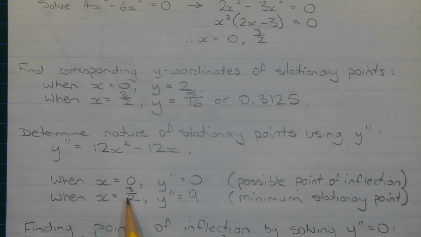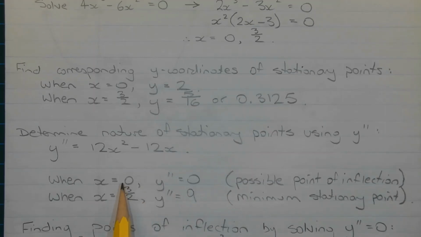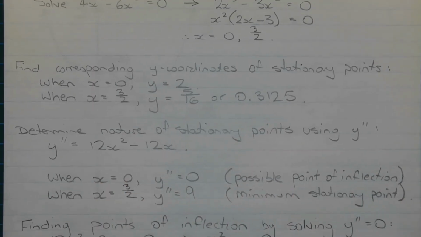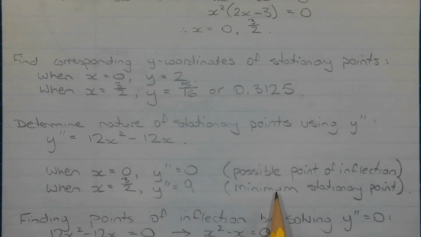Now when x is equal to 0, the second derivative, y double dash, is also equal to 0. That means that the stationary point where x equals 0 is a possible point of inflection. So it could be a horizontal inflection point. When x is equal to 3 over 2, y double dash is equal to 9, which is positive. So around the point where x is equal to 3 over 2, the curve is concave up. Therefore, there's a minimum stationary point around the point where x is equal to 3 over 2.